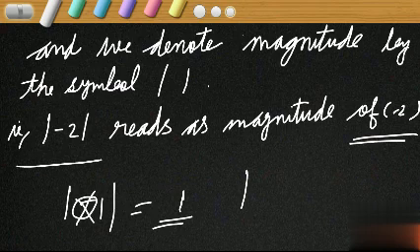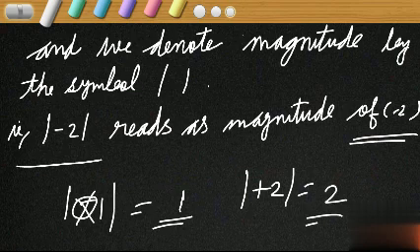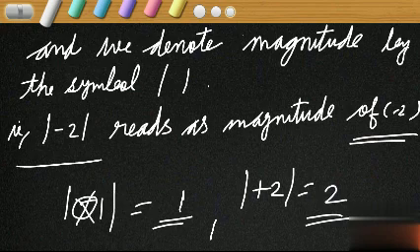What is magnitude of plus 2? Plus 2 means 2 itself. So, for a positive integer, its value and magnitude both are same, isn't it? Yes. 2. Is it clear? What is the magnitude of minus 16? It is 16. Okay? Like that.